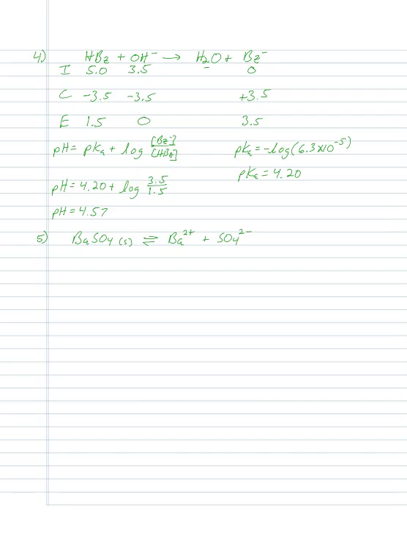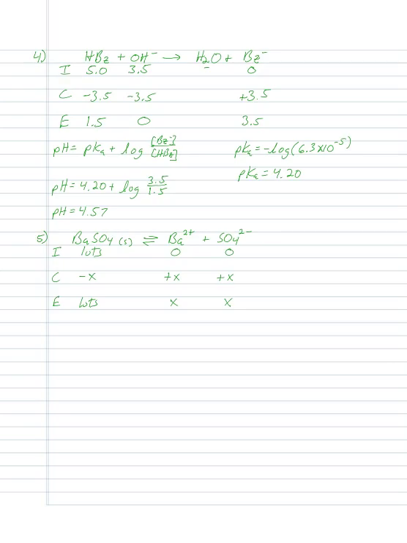We're going to ICE box that. I got lots of solid to start with. No barium, no sulfate. I'm going to lose X amount of the solid. That's going to give me X amount of the barium and X amount of the sulfate. And so I'm still going to have lots of solid at equilibrium. And here I'm just going to have X amount of the barium and X amount of the sulfate.